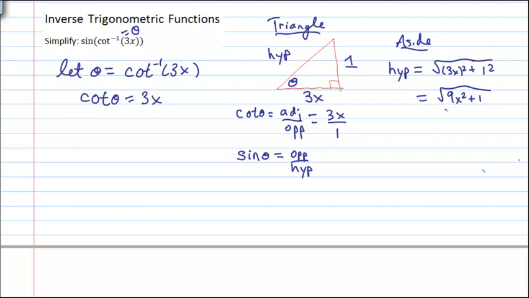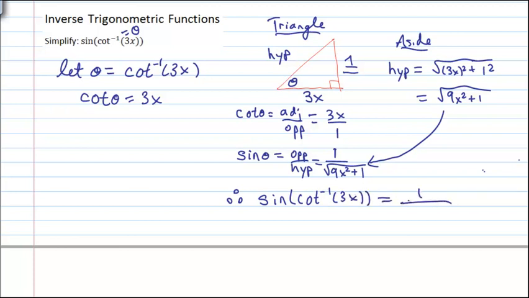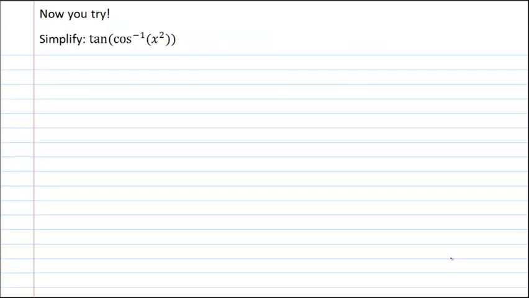So let's take this and stick it down here for hypotenuse. So we already know that the opposite is 1, and the hypotenuse is the square root of 9x squared plus 1. So therefore, sine of cotangent inverse of 3x equals 1 over the square root of 9x squared plus 1. And that's the solution. Here's a problem you can try.